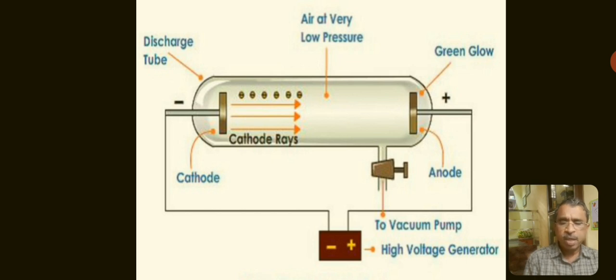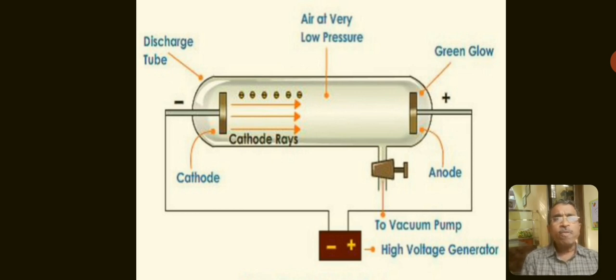are called cathode rays. Further, it was found that irrespective of the nature of the gas taken in the discharge tube and the material of the electrode, the same kind of particles were emitted. These cathode ray particles are now named as electrons.